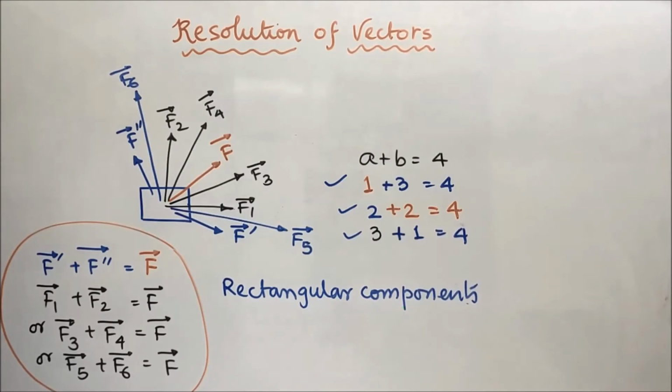Let us understand this in a much better way by using the 2D Cartesian coordinate system. You know, in the 2D Cartesian coordinate system, we have two axes, x and y. Let us draw them.